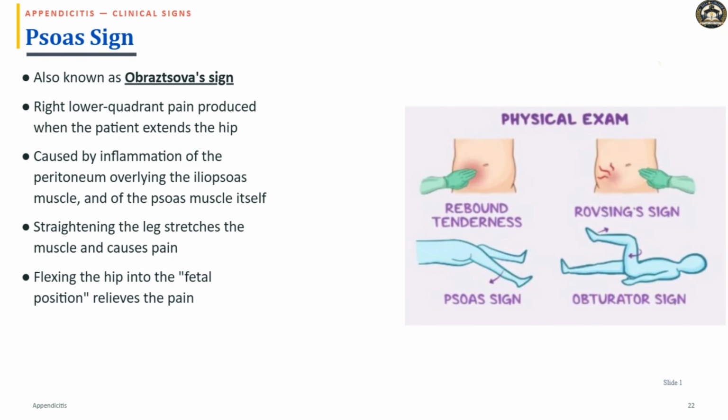Another important clinical sign in appendicitis is the Psoas sign, also known as Obraztsova's sign. This sign is characterized by right lower quadrant pain that is produced when the patient extends their hip. It is caused by the inflammation of the peritoneum overlying the iliopsoas muscle, and also of the psoas muscle itself. Straightening the leg stretches this muscle, consequently causing pain. Conversely, flexing the hip into the fetal position often provides relief from this pain.